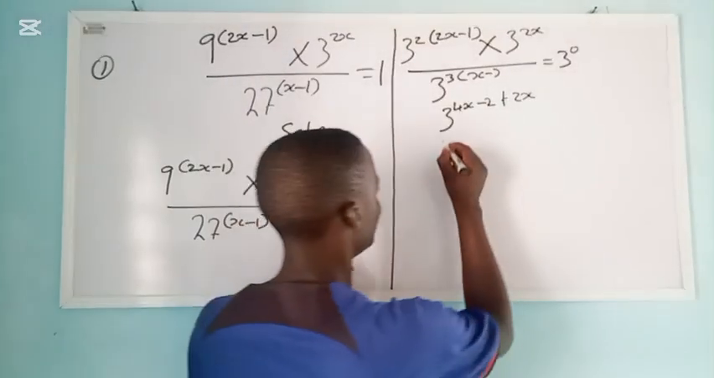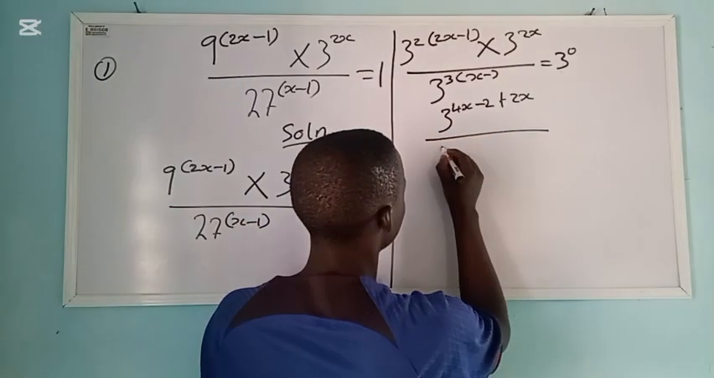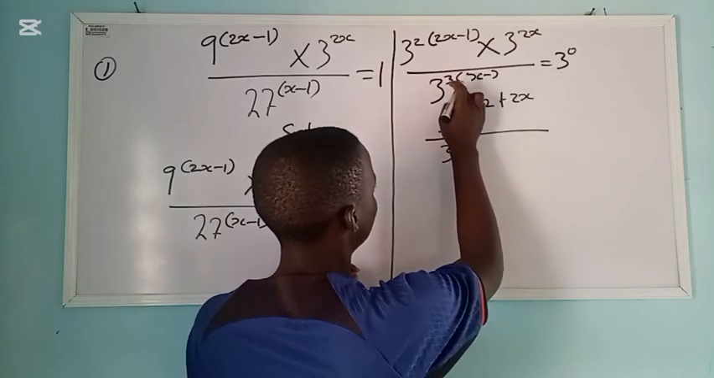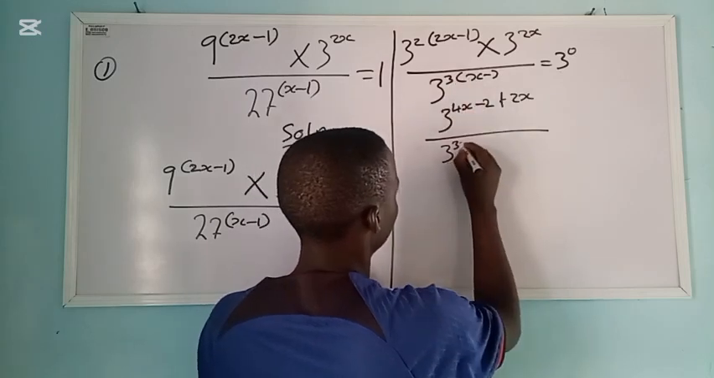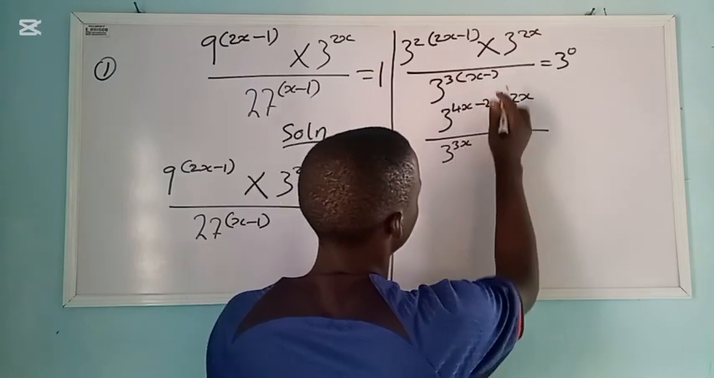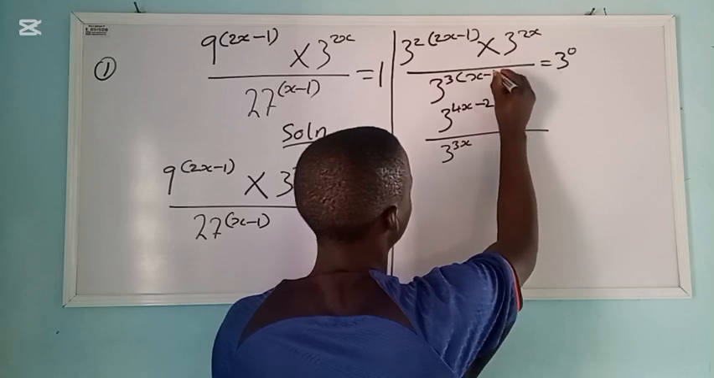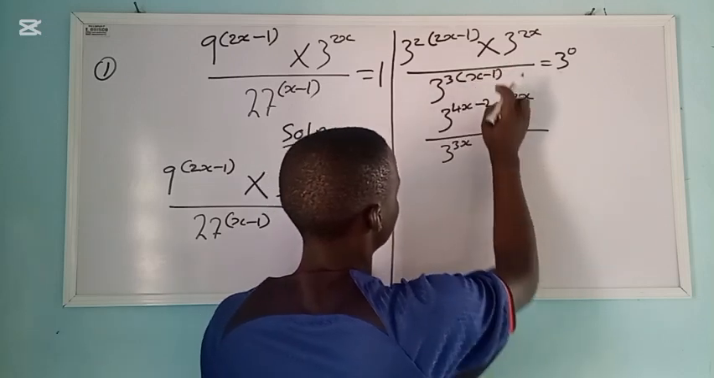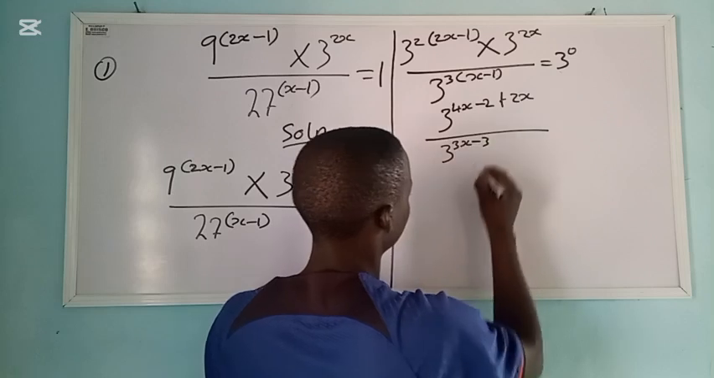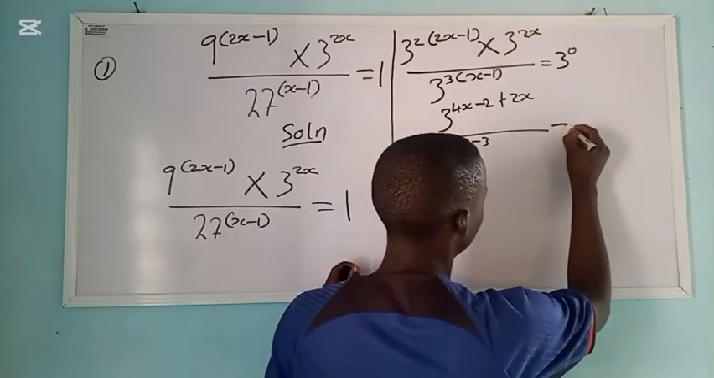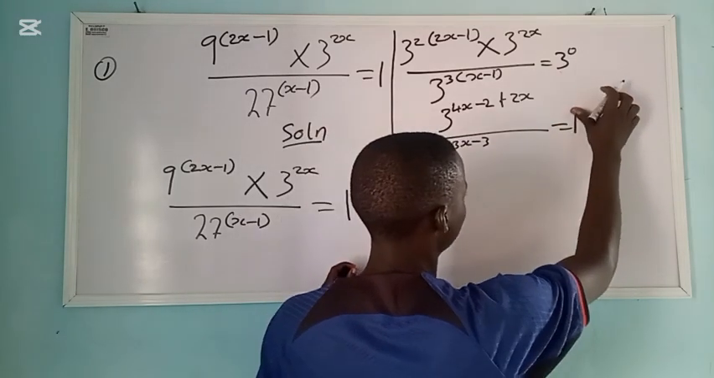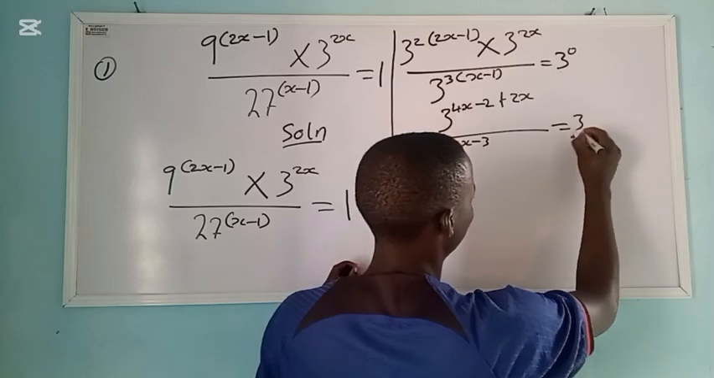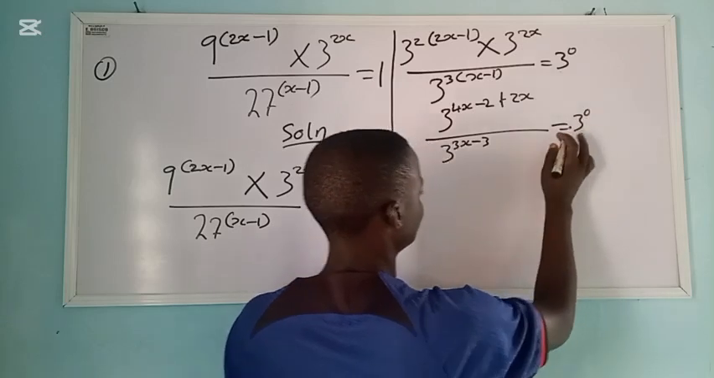So now I'll come down and see 3. Now 3 times x, we have 3x, then 3 times 1, we have minus 3. So now equals to, sorry, equals to 3 raised to the power of 0.